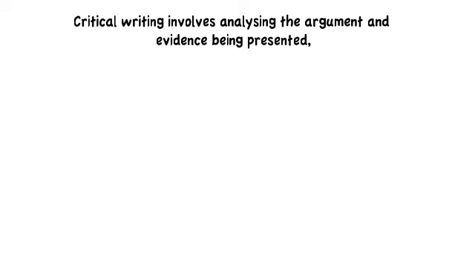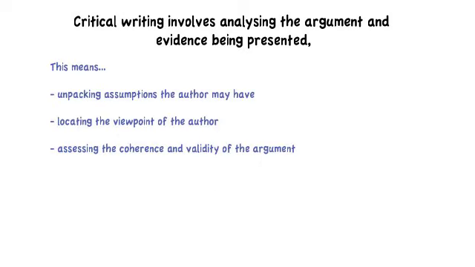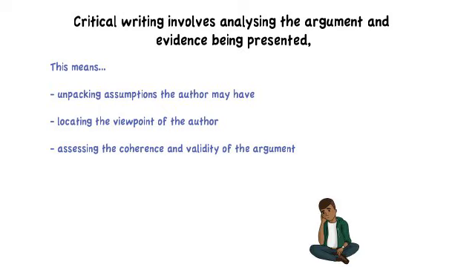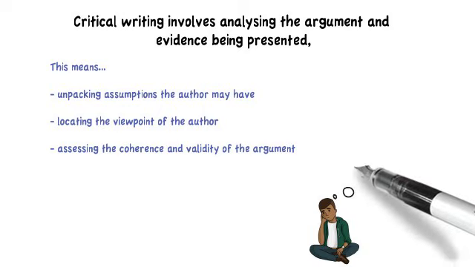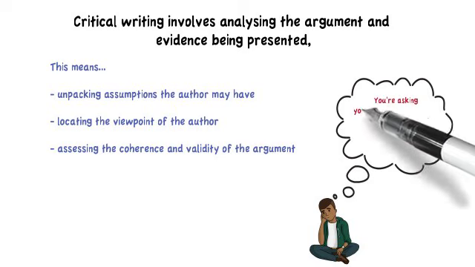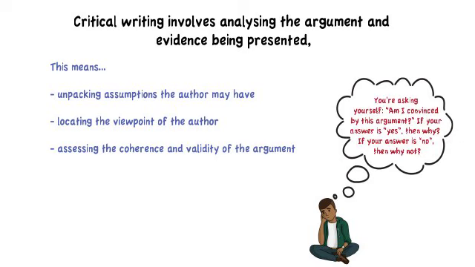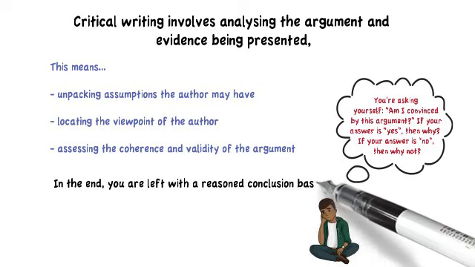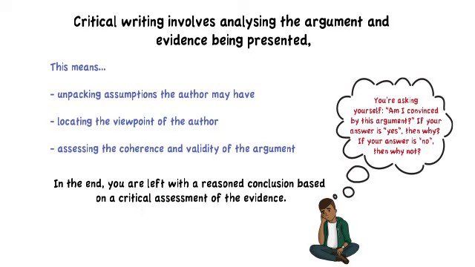Critical writing involves analyzing the argument and evidence being presented. This means unpacking the assumptions the author may have, seeing the viewpoint of the author, assessing the coherence and validity of the overall argument. So really what we're asking ourselves when we're being critical is, am I convinced by this argument? And if your answer is yes, then you need to explain why, give a critical assessment of why. If your answer is no, you do the same, so that in the end you are left with a reasoned conclusion based on a critical assessment of the evidence.